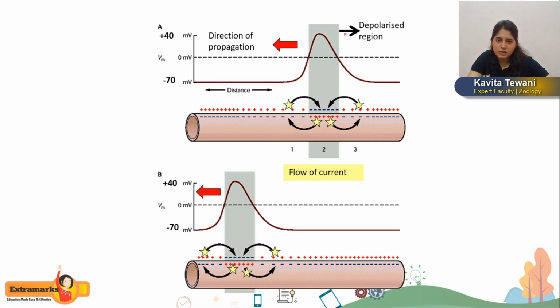What is this, ma'am? Can you explain? In unmyelinated axons, where myelin sheath is absent, you can also call them non-myelinated, how does impulse transmission take place?